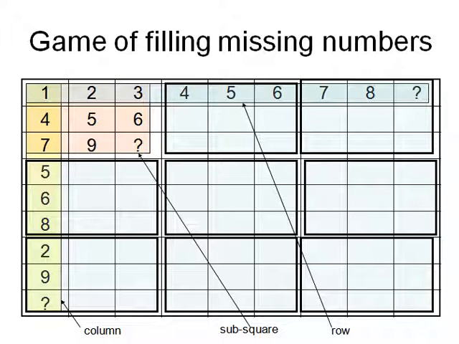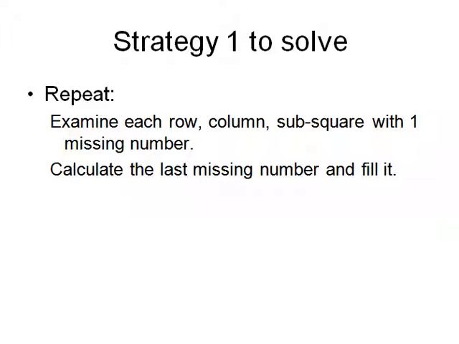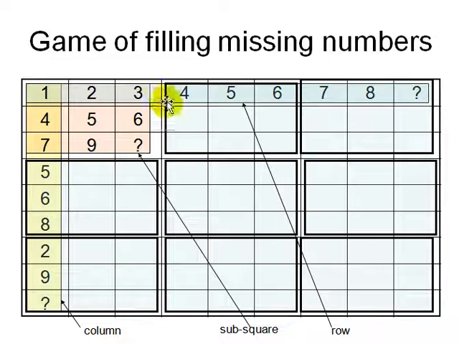Okay, and how do you solve a problem? It's pretty easy. It's a strategy I will tell you now. Examine each row, each column and each subsquare with one missing number. If it is missing exactly one number, you can just fill it in. For example, in this case, only one number is missing out here, and you can see it should be 8. In this case, there is only one number missing. You'll probably know which one is missing.